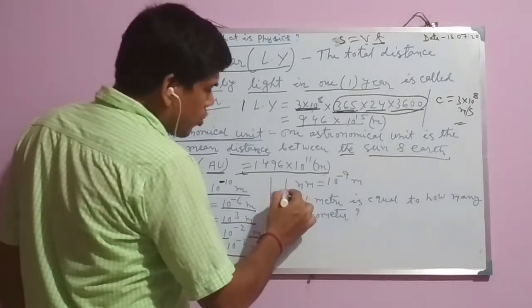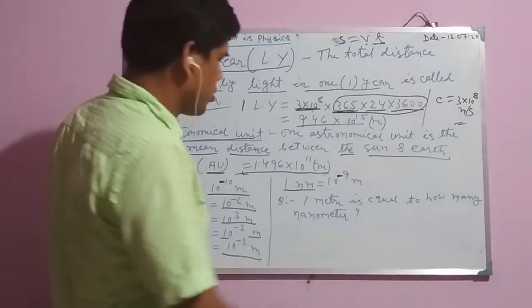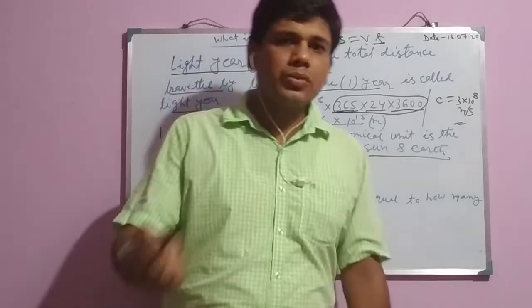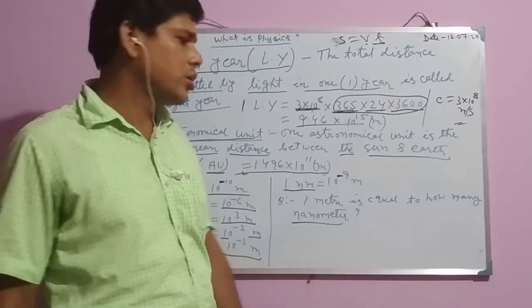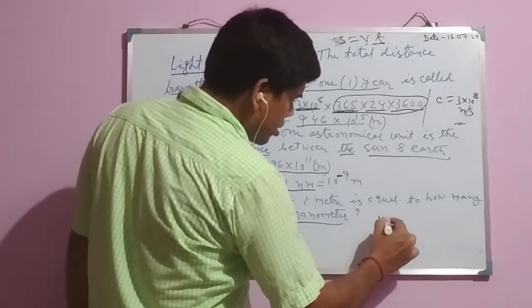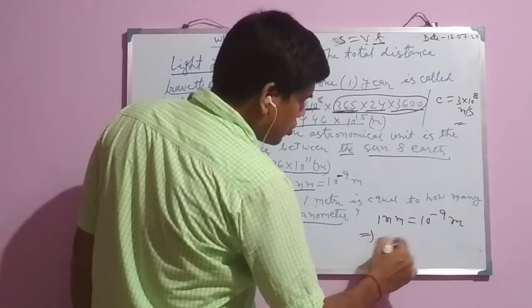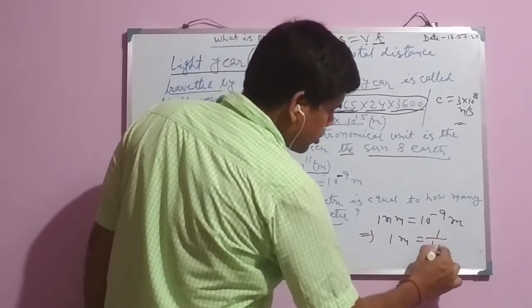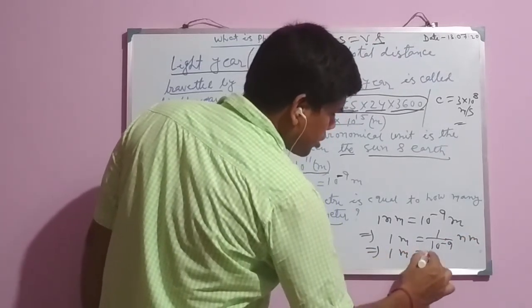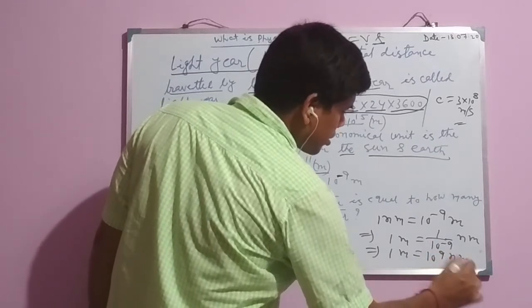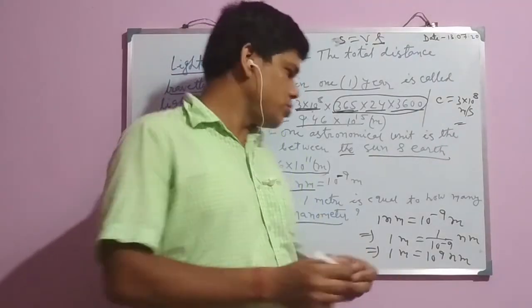Similarly, 1 nanometer equal to 10 to the power minus 9 meter. Nano means 9. Now if it is asked in any question that 1 meter is equal to how many nanometer, how to solve it? You already know that 1 nanometer equal to 10 to the power minus 9 meter. So 1 meter equal to 1 by 10 to the power minus 9 nanometer. So 1 meter equal to 10 to the power 9 nanometer. This is the answer. In this way, we have to solve this type of problem.